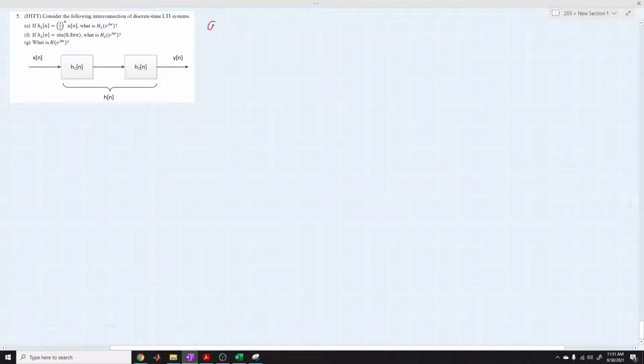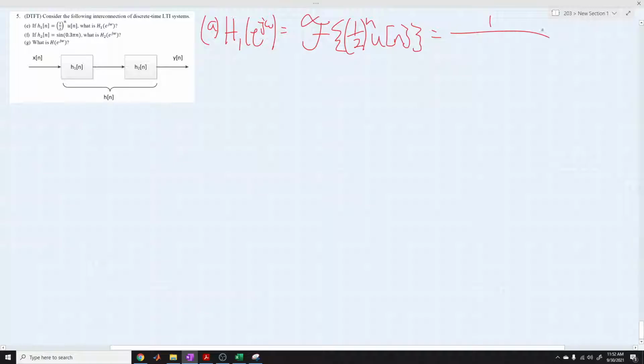Part A. We want to find big H sub 1 of e to the j omega, which is equal to the Fourier transform of 1 over 2 to the n times u of n. And this is pretty simple. It's right off the table. You have 1 over 1 minus 1 half e to the negative j omega. So that's that. It's handy to remember the Fourier transform of a simple one like that, because if you take 304, it's going to be popping up a lot.